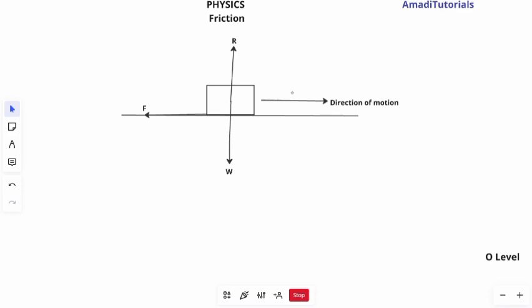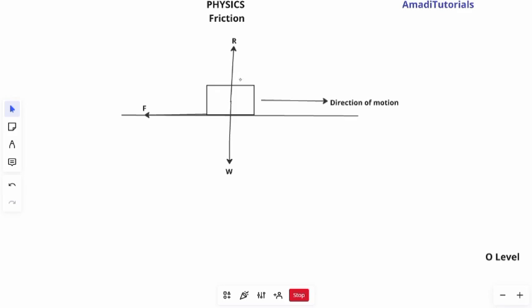Then here, this line represents the direction of motion. So assuming that this block of wood is dragged towards the right here. So, definition of friction. This is where friction comes in. F here represents frictional force, or you say limiting frictional force. So now the definition of friction is this. Friction is that force that opposes the relative motion between two surfaces in contact.